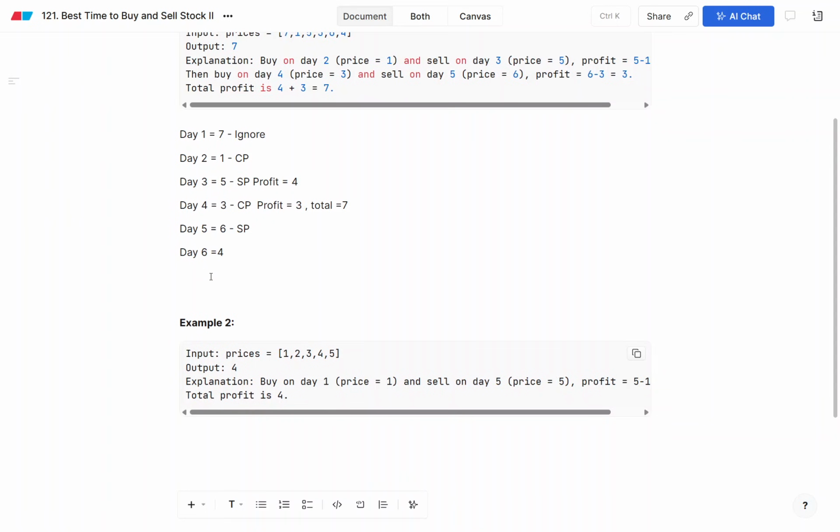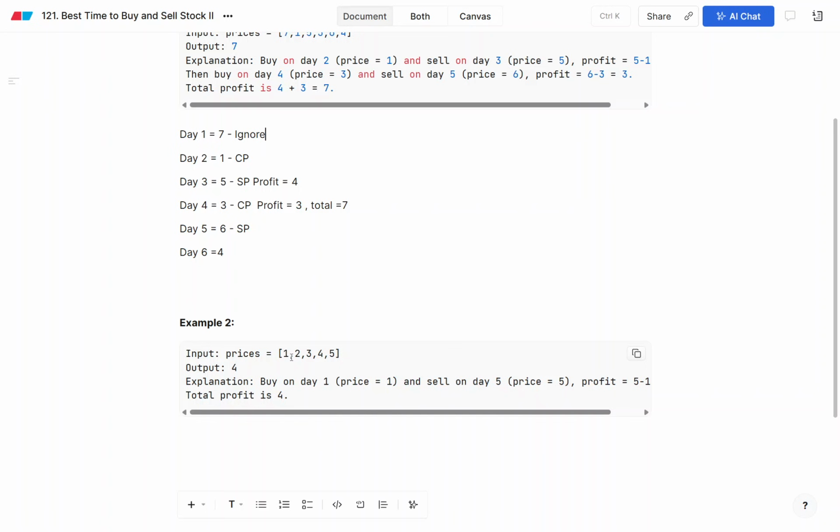Okay. Now if I go with the second example, so this is 1 2 3 4 5. Now what it is saying, buy on day one, that is price one. See here, the cost price is very less, and then sell on day 5, price equals 5. So the total profit overall will be 4. But there is one more way that you can consider this. As we are going with the question, the question says, as soon as you get the maximum selling price, you just take the maximum profit and move on.